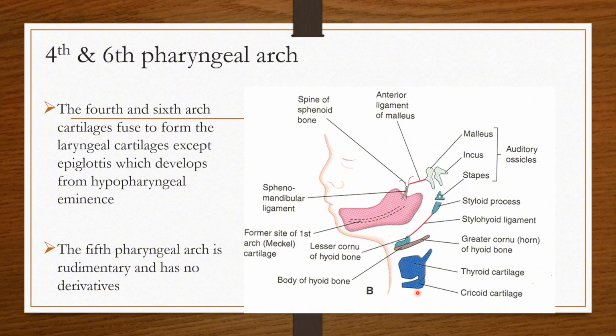So here you can see the derivatives of the fourth and sixth pharyngeal arches forming the thyroid, the cricoid, the arytenoid, the corniculate and the cuneiform cartilages. Over here are the different cartilages of the larynx except that of the epiglottis.